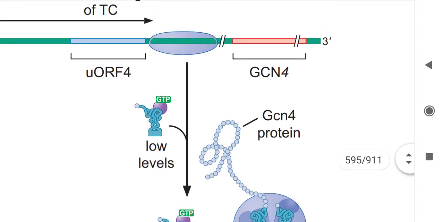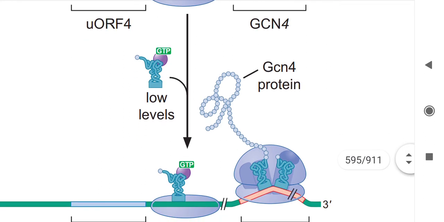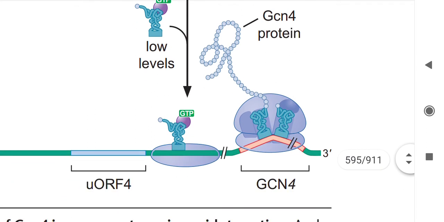By that time initiator tRNA binds with eIF2 to form a complex and will interact with the small subunit to form the 48S pre-initiation complex, and thus GCN4 will be translated to form GCN4 protein, which will further switch on those genes which are needed for amino acid synthesis in the cell.